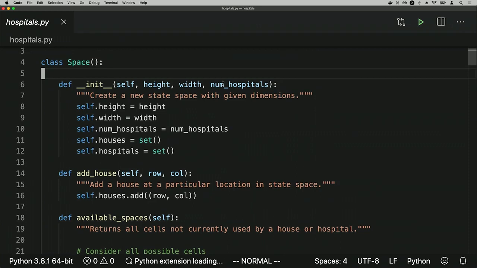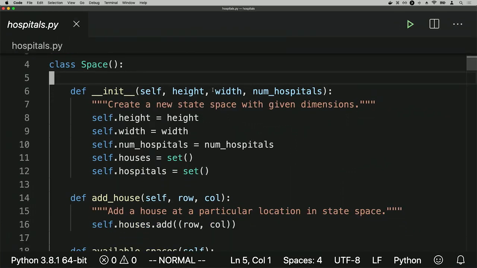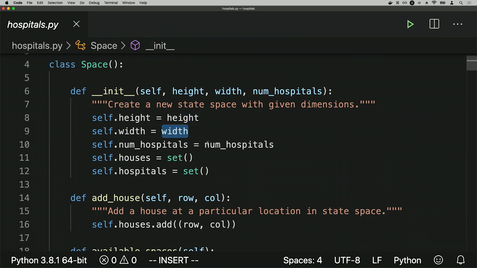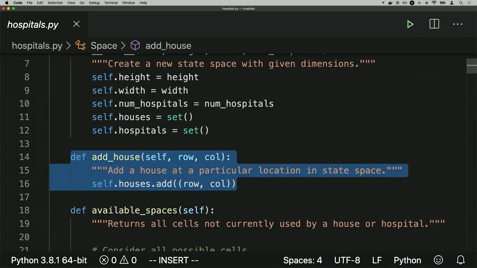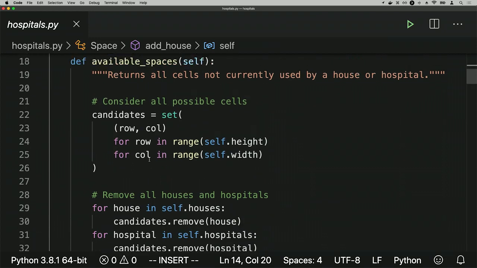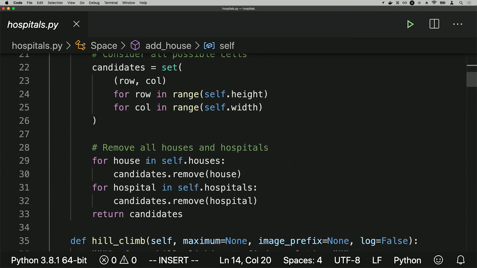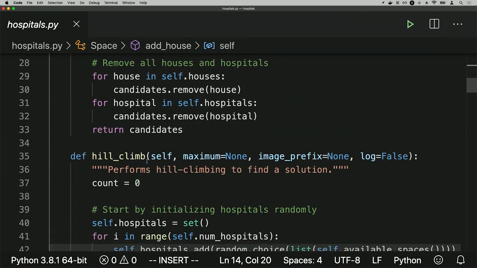I've defined a class that is going to represent the state space. So the space has a height and a width, and also some number of hospitals. So you can configure how big is your map, how many hospitals should go here. We have a function for adding a new house to the state space, and then some functions that are going to get me all of the available spaces for if I want to like randomly place hospitals in particular locations.